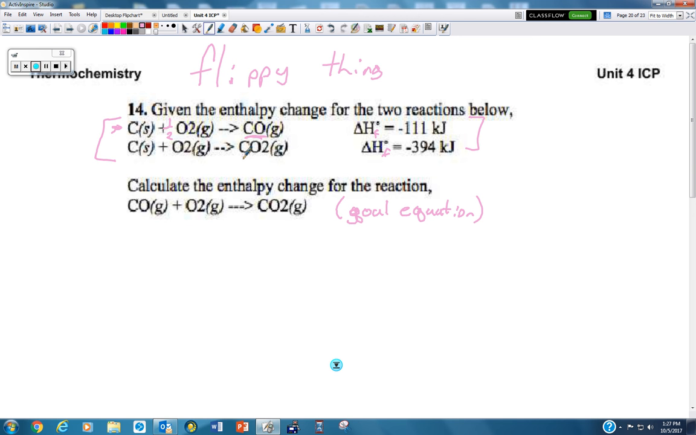What side is carbon monoxide on in our goal? Reactant side. So that means that I am going to flip this equation. I need CO over here. So when I do that, CO equals carbon plus 1/2 O2. What does that do to my heat of formation now?